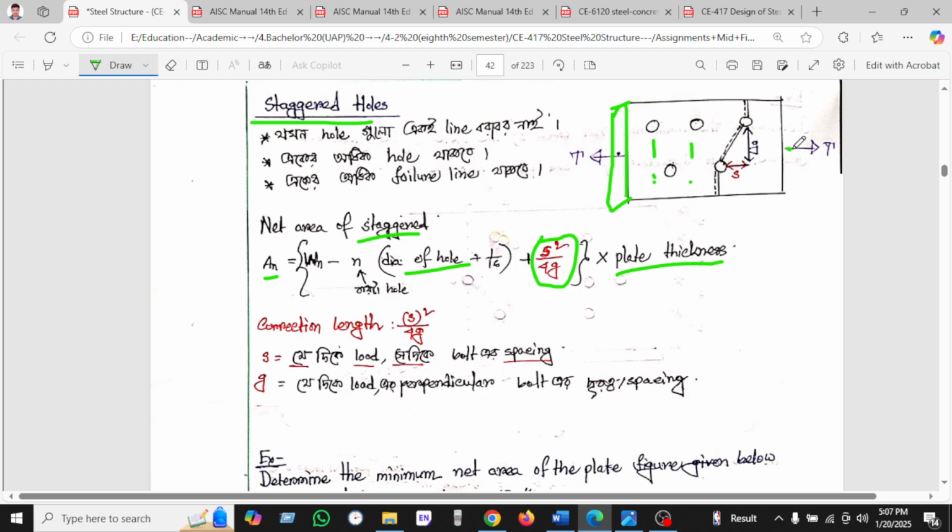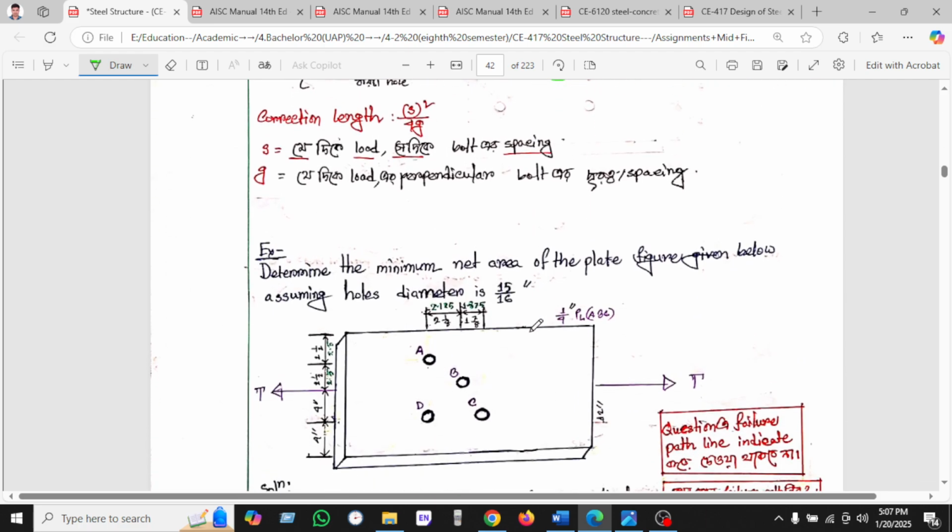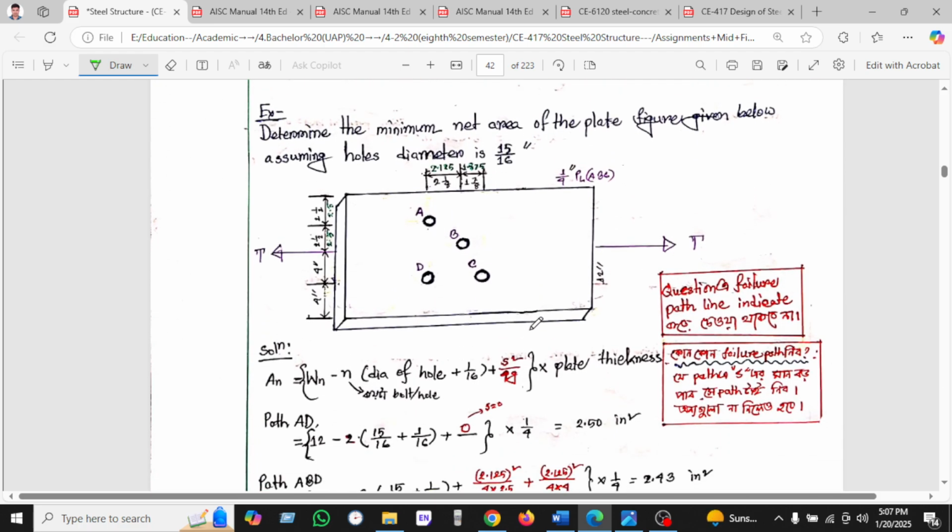Suppose we are taking the load in this direction, so S will be the spacing between this bolt and this bolt along the load. In the same way, I will calculate the g. The g will be perpendicular to the load. If we take the load this way, then g is the perpendicular distance between the holes. Okay, so let's see another example, then we will clearly understand.